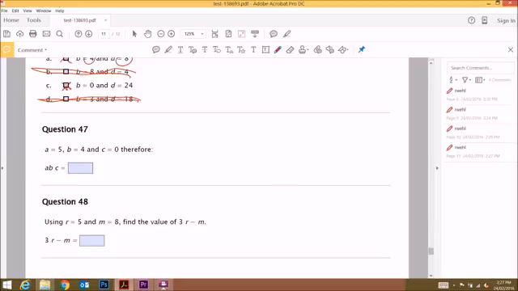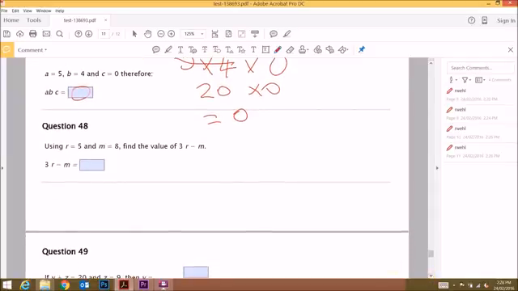Question 47. A equals 5 and B equals 4 and C equals 0. Therefore, A times B times C. So A equals 5, B equals 4, C equals 0. 5 times 4 is 20. 20 times 0 equals 0. Bit of a trick question, that one. So 0 is the answer there.